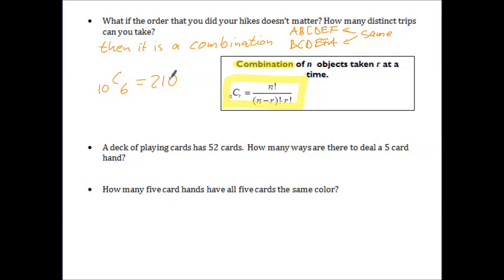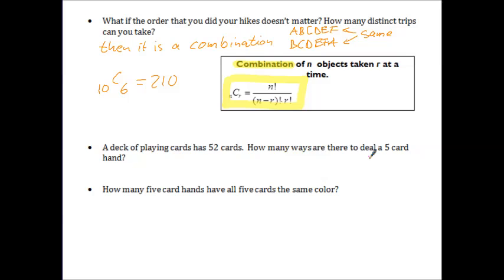10 combination 6 would be 210. And did you see the huge difference it makes if we don't care about the order of the objects that we are arranging? Before we had 151,200, and now we just have a mere 210 different possibilities. Playing cards are a perfect example for this. Here in our next example, we have a deck of playing cards that has 52 cards.